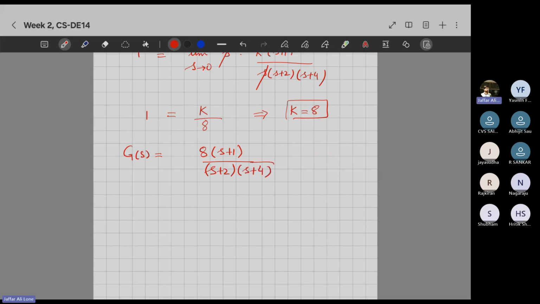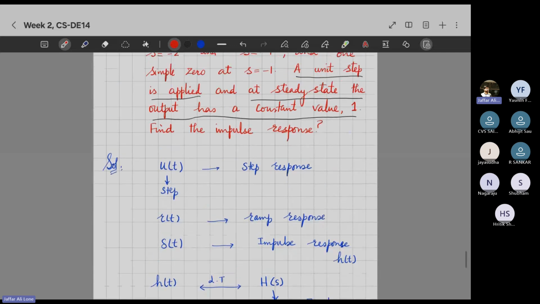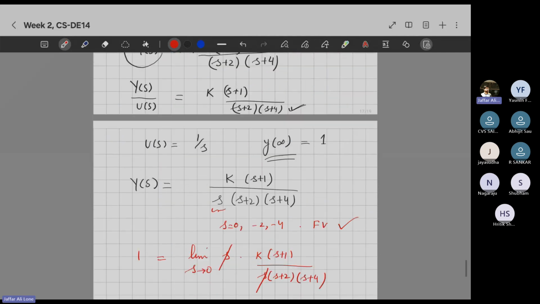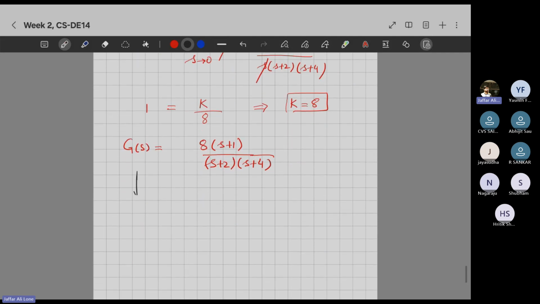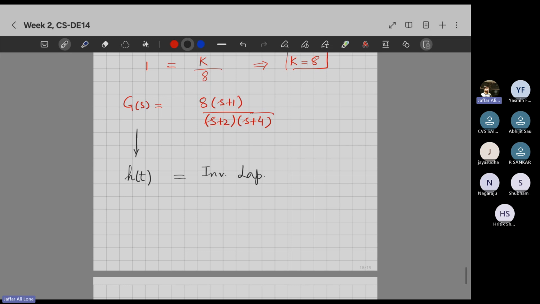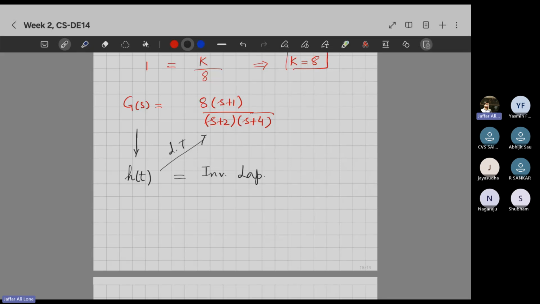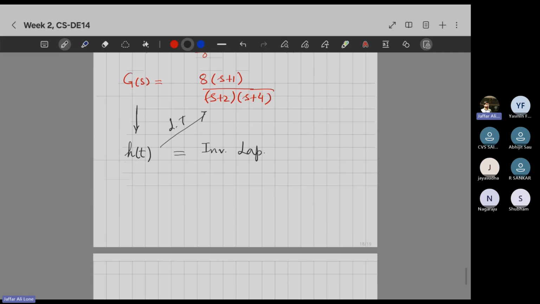Now what you have to find? Impulse response, right? And what is impulse response? I told you, if the transfer function is given and you have to find the impulse response h(t), just take the inverse Laplace. And if the impulse response is given, you need to find the transfer function, just take the Laplace transform. You're done. So when you take the inverse Laplace of this, you need to apply partial fractions. So this is a very good question. Why? Because it involves all the concepts which you have learned in these 2 weeks.